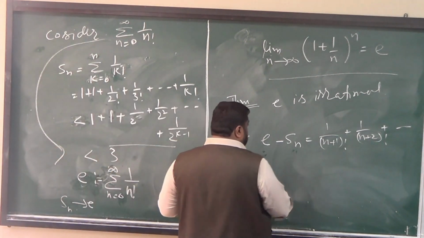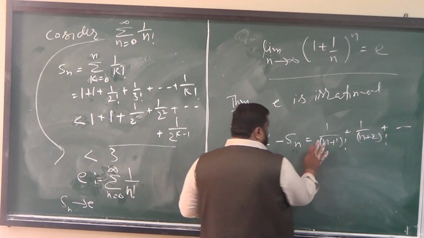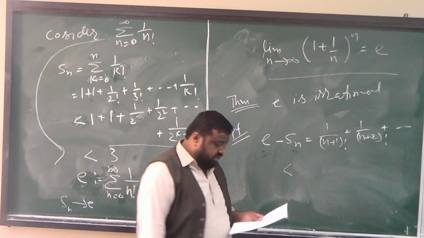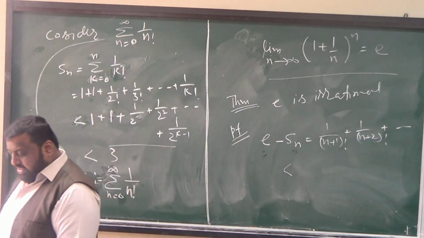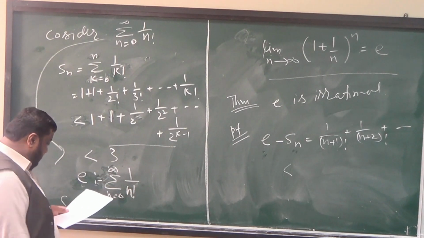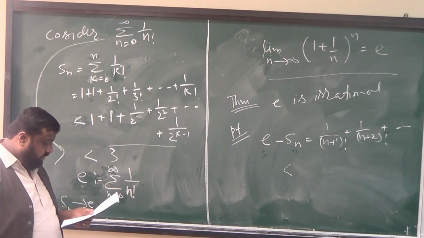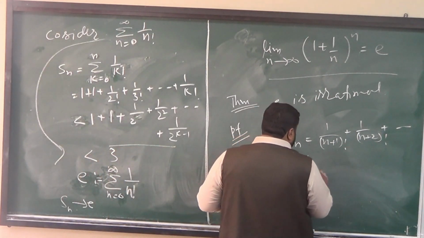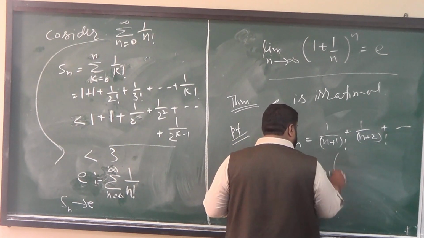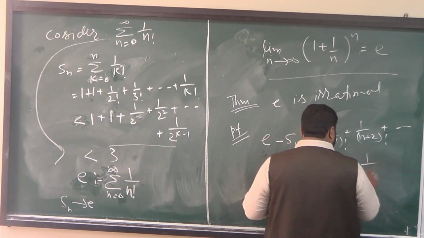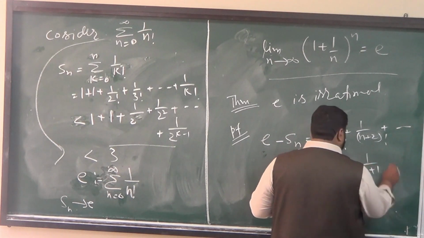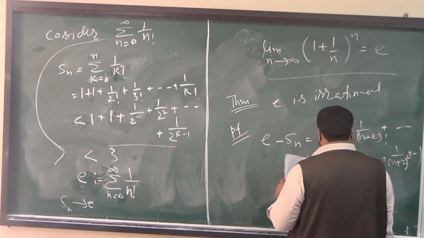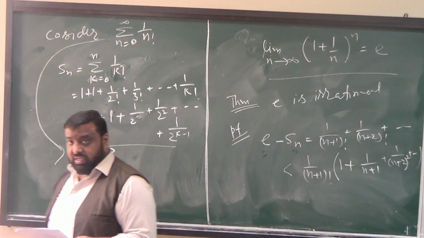So roughly, I have this object and I want to bound it by something more sensible. Can I say that this guy is smaller than 1 over (n plus 1) factorial times 1 plus 1 over (n plus 1) plus 1 over (n plus 2) squared, and so on and so forth? Let me leave it at that for why this should be.